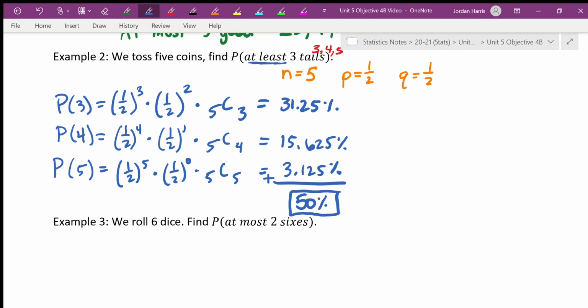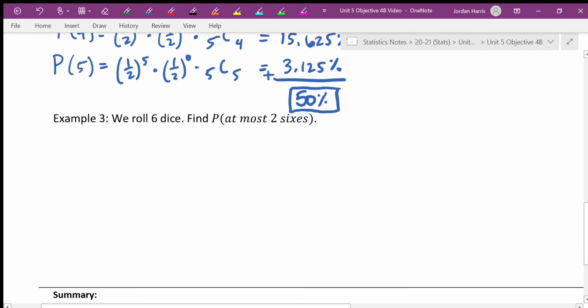Okay. Example 3, same idea. We roll 6 dice. Find the probability of getting at most 2 6s. So that's counting down: 2, 1, 0. At most 2. We also need N, P, Q. So N is 6. P is we're getting a 6. That's our success. So it's a 1/6 chance. Q is the rest, 5/6. Okay. So I have 3 probabilities to find. It's not always going to be 3 in these 2 examples.